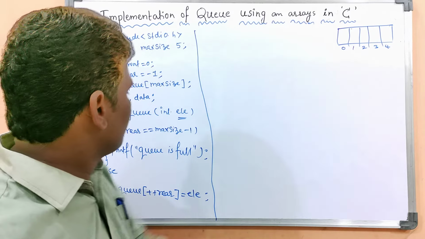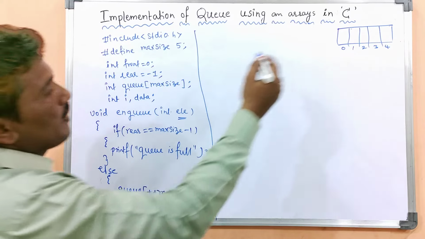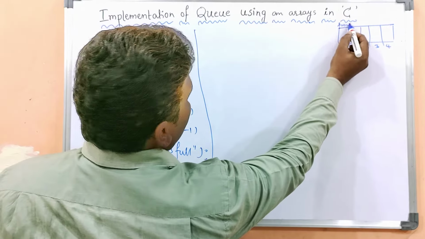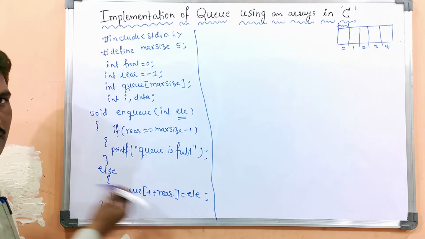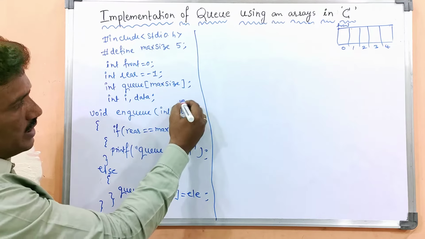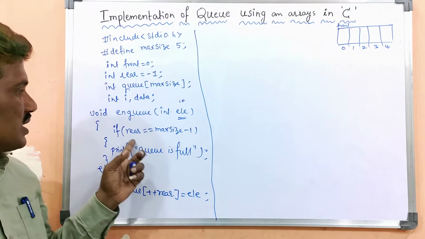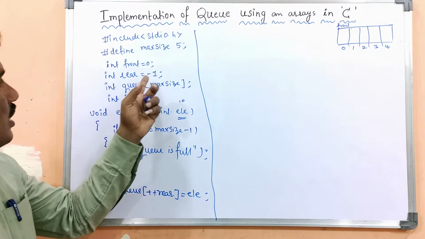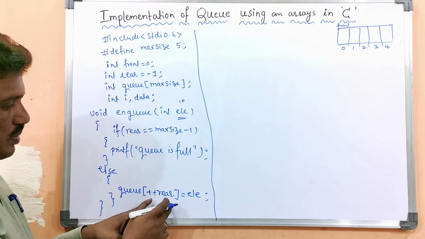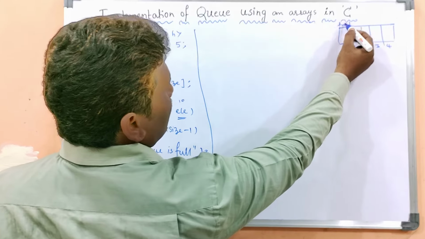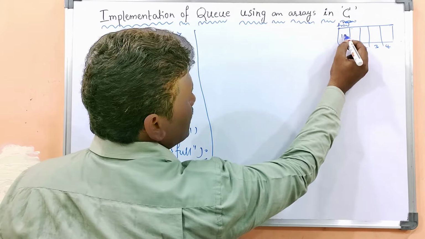Then how many elements? 0. Initially front equal to 0. Whenever the first element is inserted, the rear value becomes 0. For example, the element value is 10, then we call the enqueue operation. We check the condition: rear value is -1 equal to maximum -1, the condition returns false, then it comes to q of ++rear equal to element, which is 10.